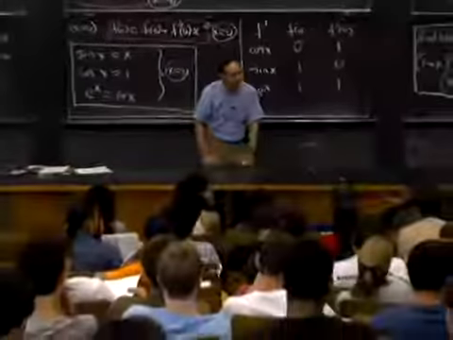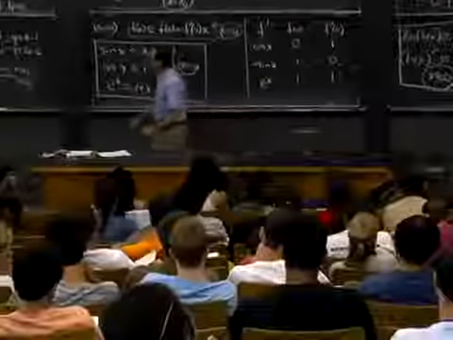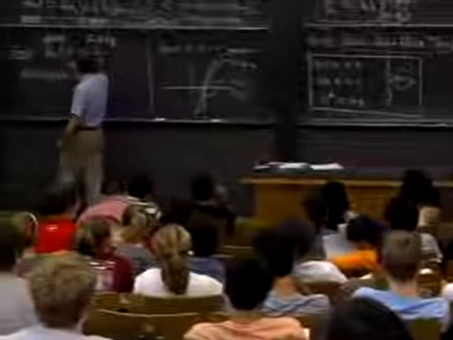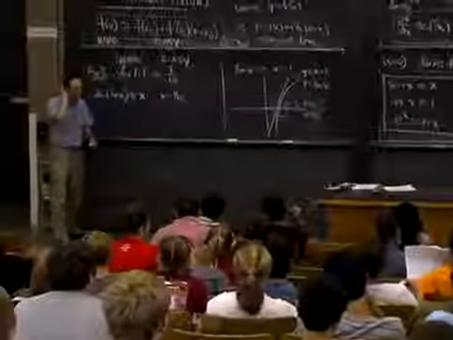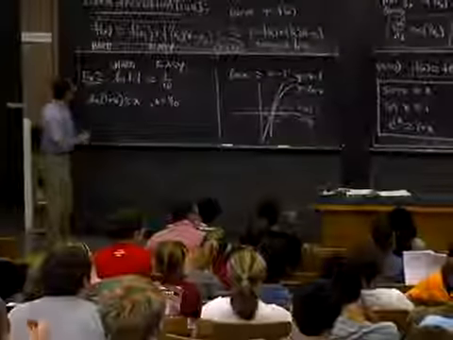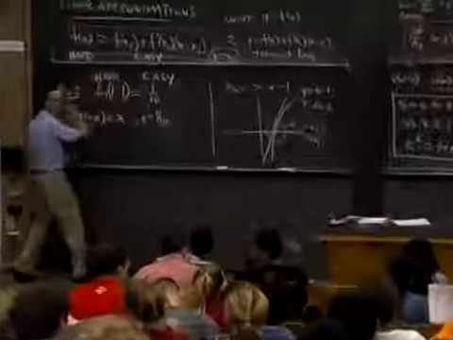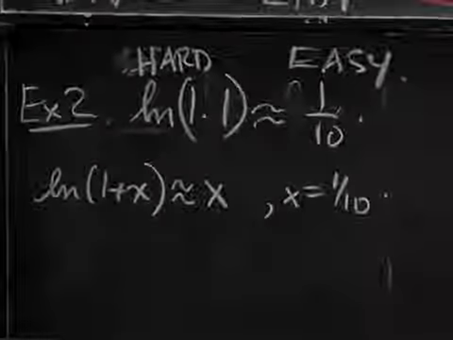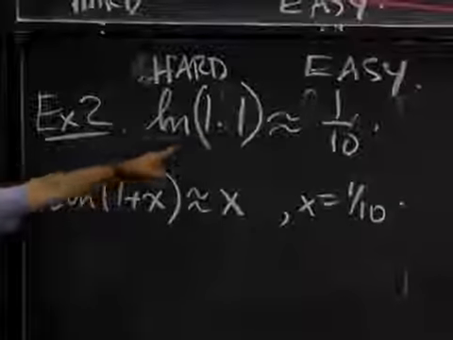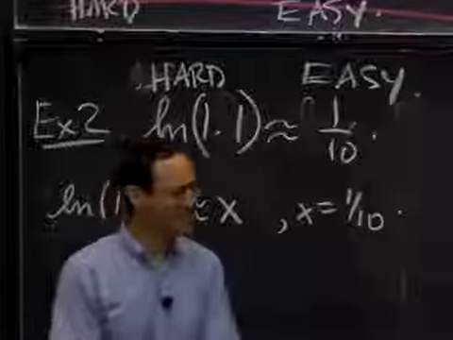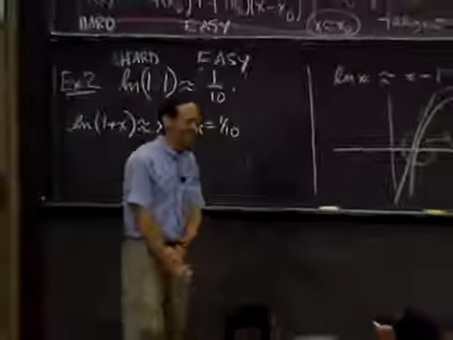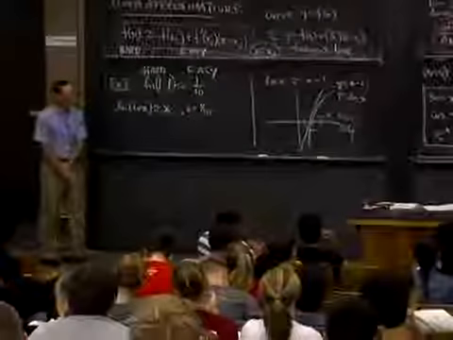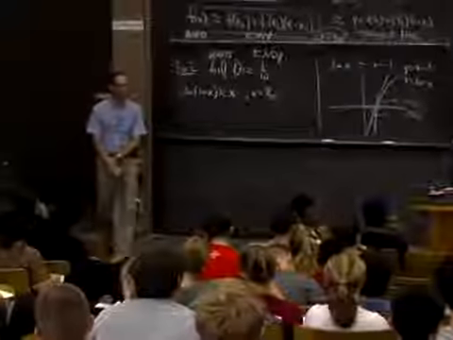Yeah? Is that ln 1.1 or ln 1? Is this ln of 1.1 or what? This is a parens there. It's ln of 1.1. It's the decimal number, right? I guess I've never used a decimal point before, have I? I don't know. Okay, other questions?